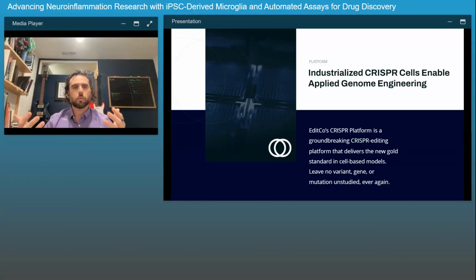We're really aimed at removing the barriers for those that are traditionally limited in the use of this powerful technology, such as CRISPR. For engineered cell services, we achieve this through our CRISPR platform. This platform is a groundbreaking CRISPR editing platform that aims to deliver the new gold standard in cell-based models. So researchers truly do leave no variant, gene, or mutation unstudied ever again.